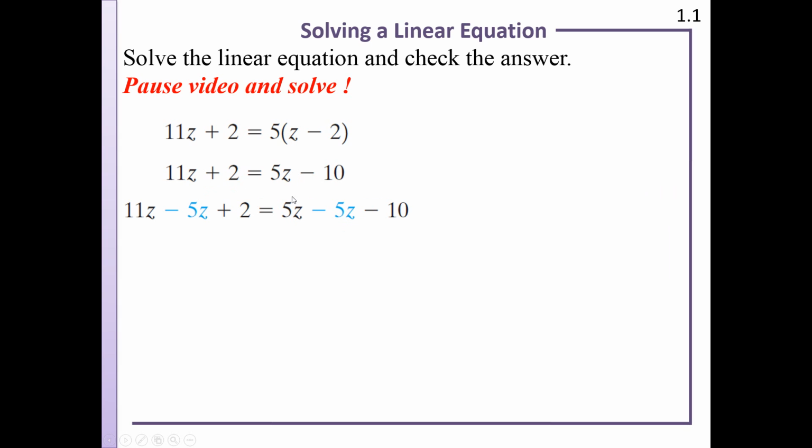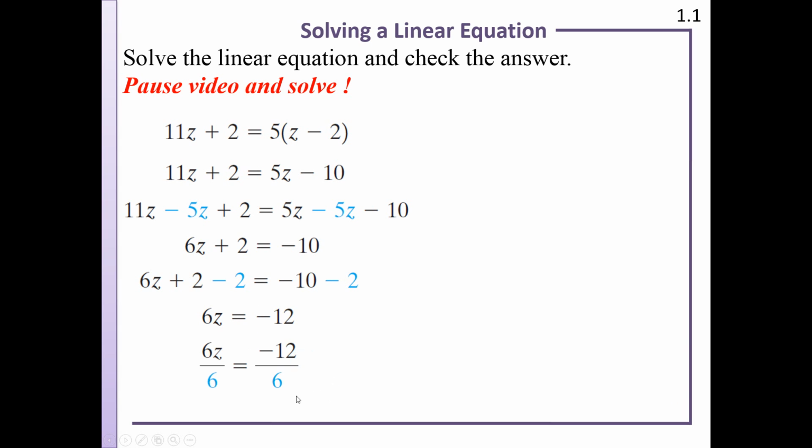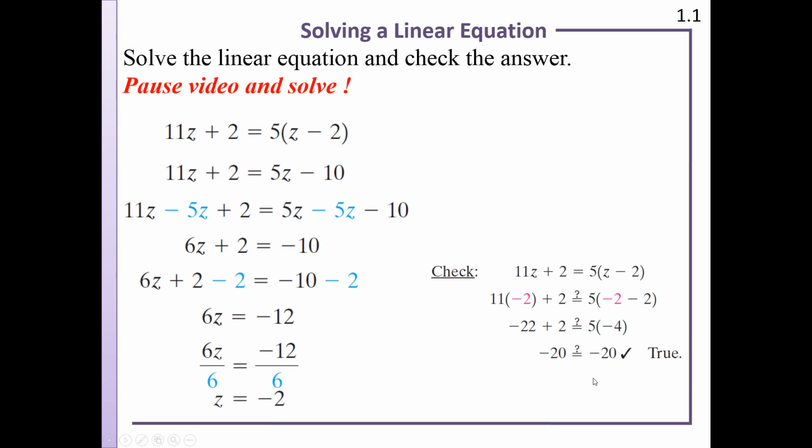One way to do that is to subtract 5z from both sides, and if you do that on the right-hand side, you make the z go away. 5z minus 5z is 0, so you just have negative 10 on the right-hand side. And to continue isolating the variable, we'll subtract 2 from both sides. So now we have 6z by itself, divide by 6, and you find z is negative 2. You can check the answer to confirm that negative 2 is indeed the solution to the problem.